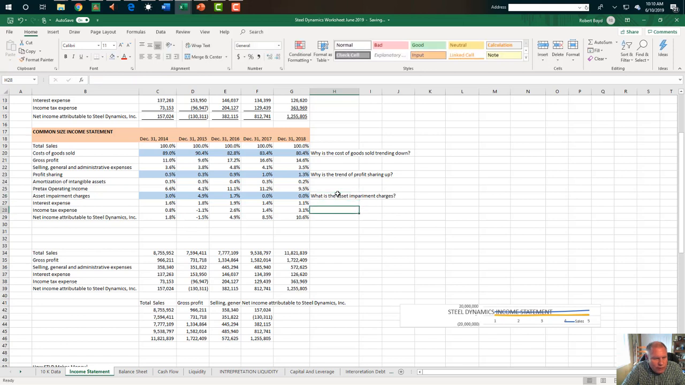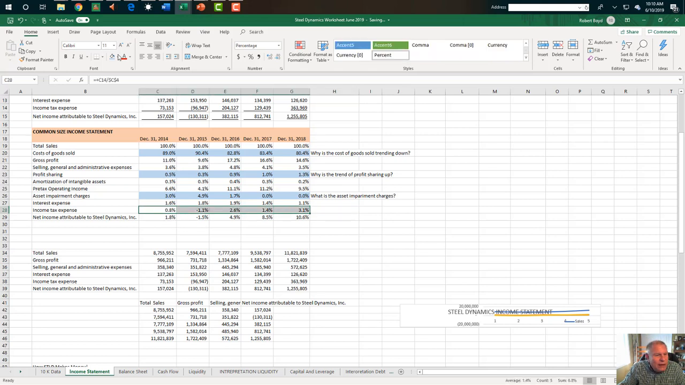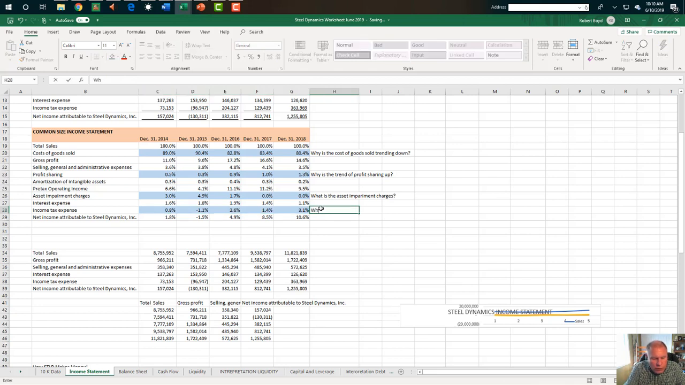The last one is, notice the tax rate is all over the place. So again, what is happening with taxes? Okay, so at this point, I've identified 4 things on the income statement that are specific lines. They affect gross profit, pre-tax income, and net income.